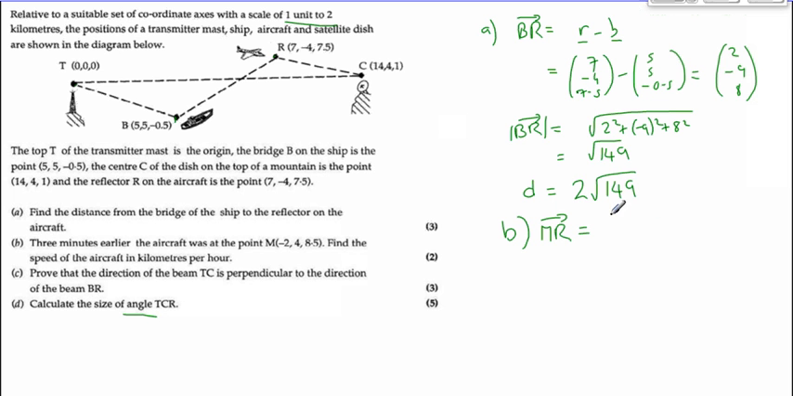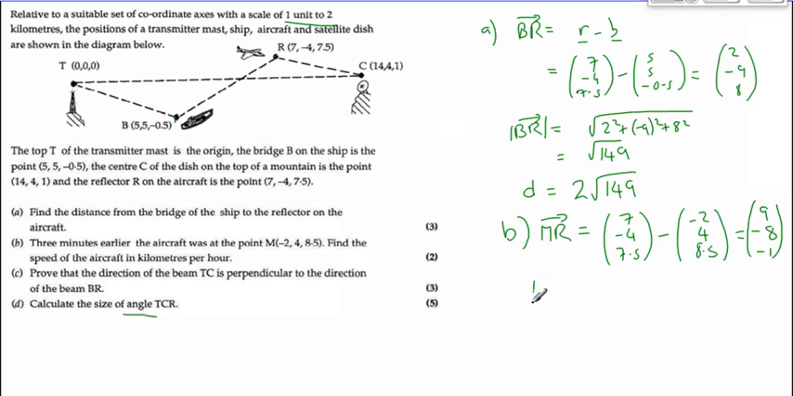So it's going to be 7 minus 4, 7.5, subtract M, which is this new point, minus 2, 4, 8.5. So 9 minus 8, and then minus 1.